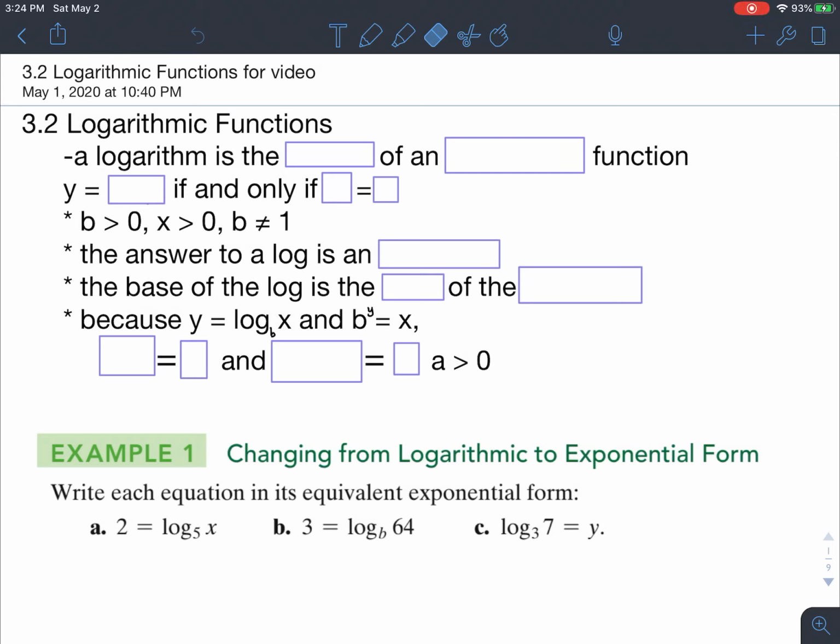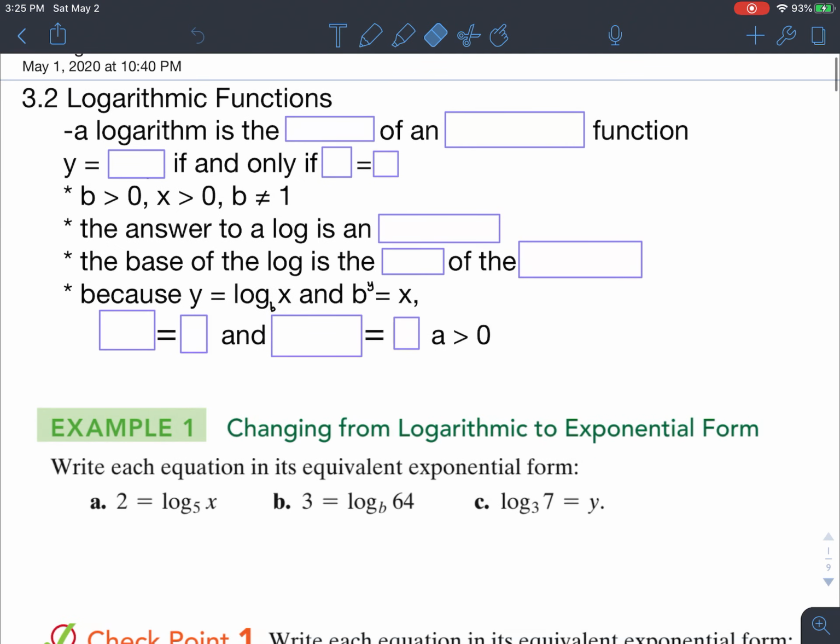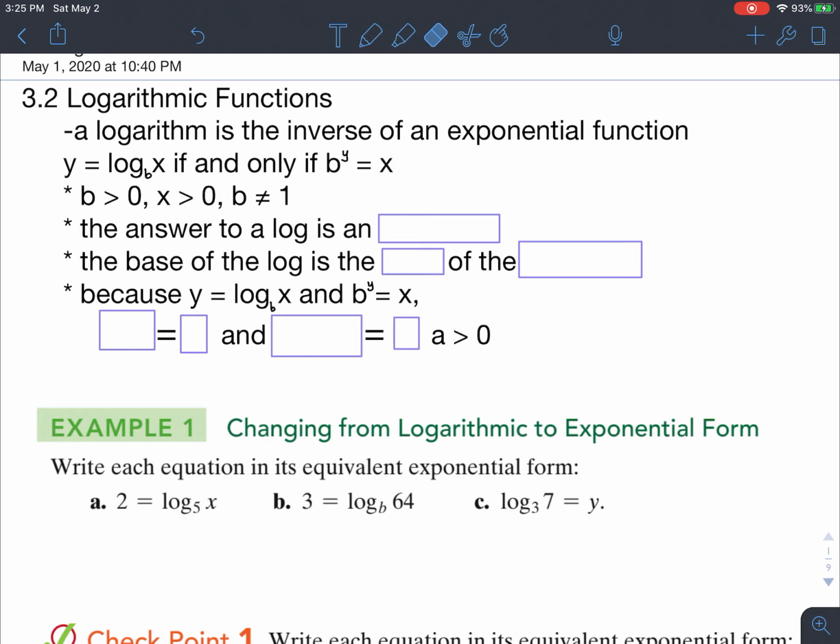Today we're going to talk about logarithmic functions. A logarithm is the inverse of an exponential function. Y equals log base b of x if and only if b to the y equals x. So b to the y power equals x. Now this is only true if b is greater than 0, x is greater than 0, and b doesn't equal 1.